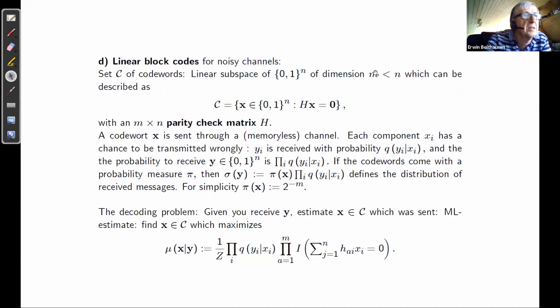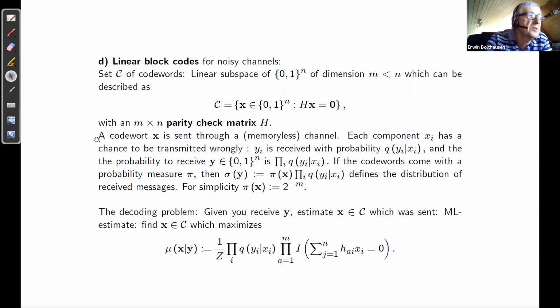It's always assumed that the dimension of this linear subspace is smaller than n, and that can be described by standard linear algebra. The set of code words is just the elements of this vector space, {0, 1} to the power n, which satisfy this homogeneous linear equation Hx equal to 0. Here H is an m cross n matrix, what is called the parity check matrix. Of course it can have more rows than n, but you can assume that it has maximal rank.